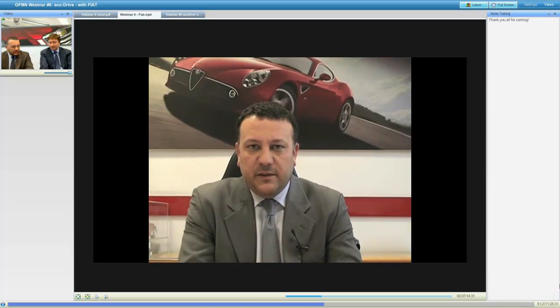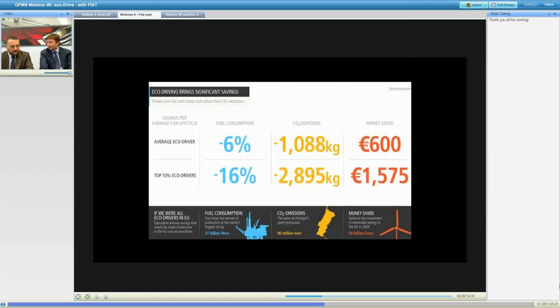EcoDrive is bringing significant savings. What we discovered during the study is that the average eco-driver can save up to 6% of the fuel and up to 1,000 kilograms of CO2.